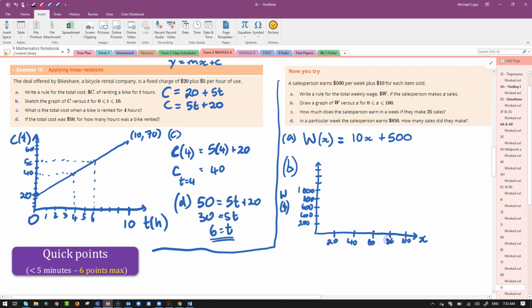Don't think that's spaced quite as well as the previous one, but that's okay. When I put in 0 into the equation, 500 is the starting point. So that's going to be my y-intercept, 500 right there. And if I sell 100 items, that's going to be 1,000. So we're going to need to go up to, because 10 times 100 is 1,000, plus 500 is 1,500. 1,400, 1,600. So 1,500 is going to be in there somewhere.